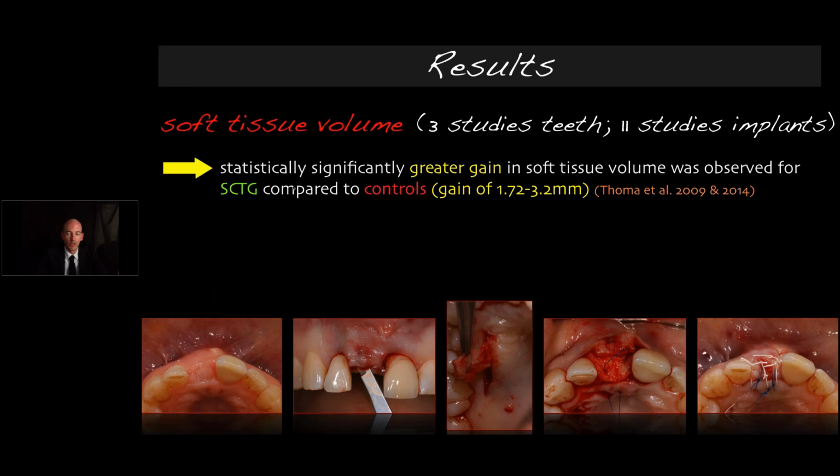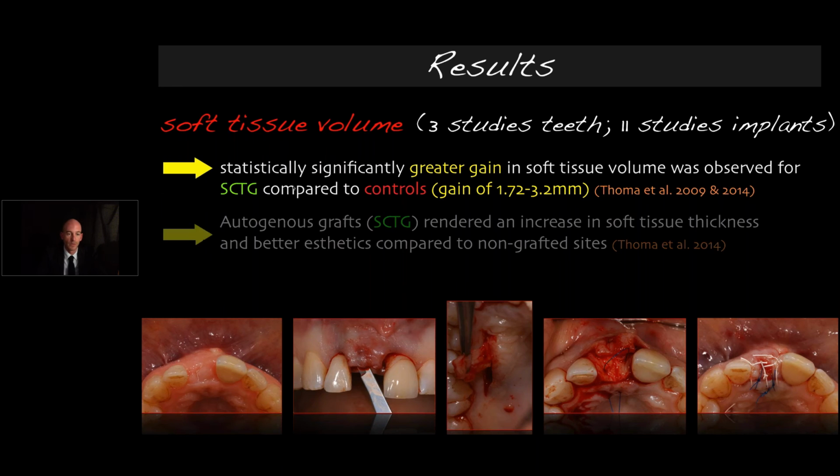So what about the evidence? Well, if you go to the 2 systematic reviews, this is based on 3 studies around teeth and 11 studies around dental implants, there was a statistically significantly greater gain in soft tissue volume for connective tissue grafts compared to control groups. So how much volume do you get? Well, based on the studies, you would get between 1.7 and 3.2 millimeters increase in thickness. And we have already seen before that whenever we use connective tissue grafts, specifically in combination with the immediate implants, we get better outcomes compared to non-grafted sites.